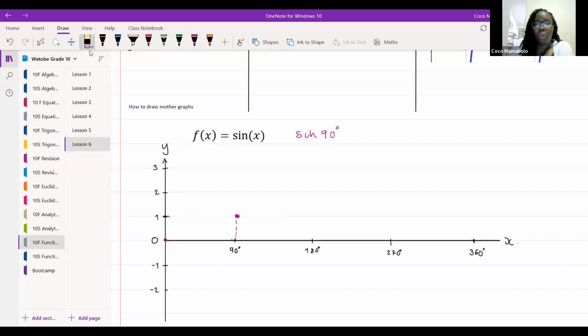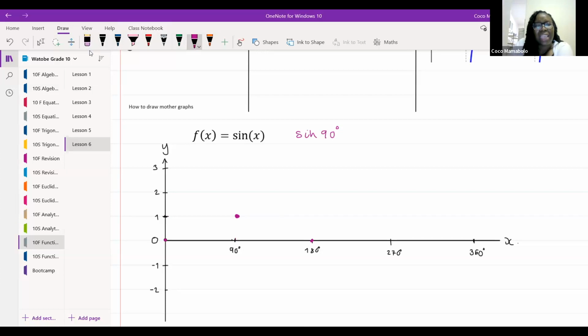What is my next number that I'm going to ask you guys to punch into your calculator? I'm going to ask you to punch sine of 180. Type in sine of 180, and what do we get? We get 0. So we're going to be down here.